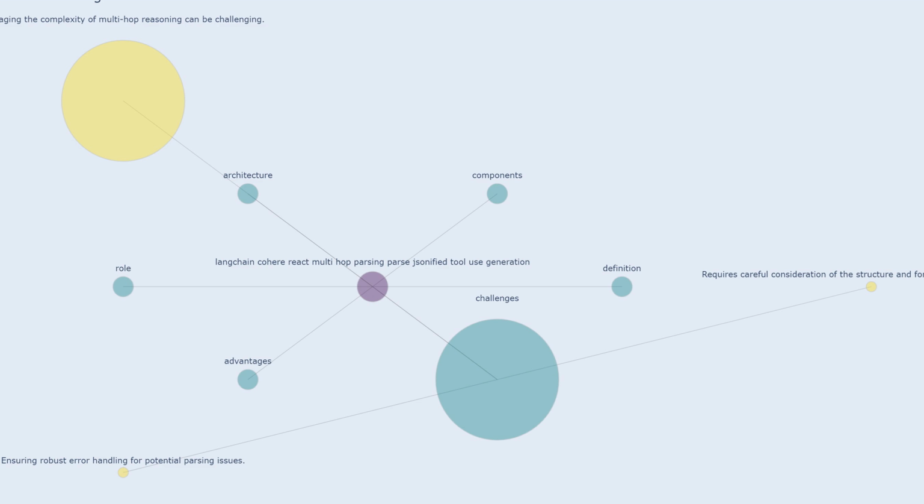Managing the complexity of multi-hop reasoning can be challenging. As the number of hops increases, the complexity of the reasoning process also increases. This requires careful planning and design to ensure that the system can handle the required reasoning steps.